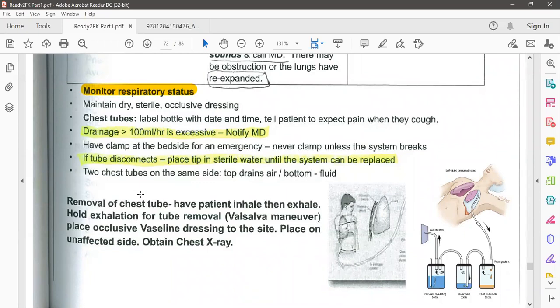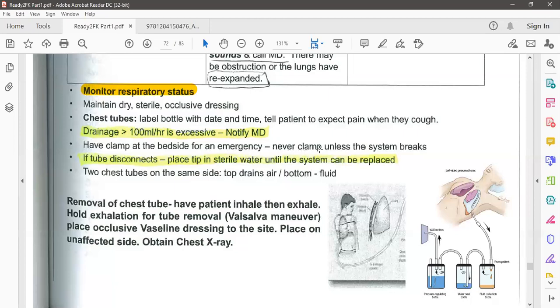Let me explain. So first of all, monitor the respiratory status. Maintain the dry, sterile, occlusive dressing. Label the chest tube bottle with a date and time, and tell the patient to expel air when they cough. If the drainage is more than 100 ml per hour, it is excessive, and we notify the healthcare provider, and have the clamp at the bedside for emergencies.